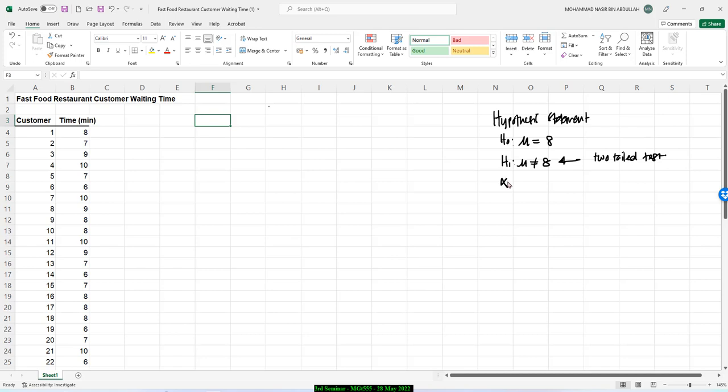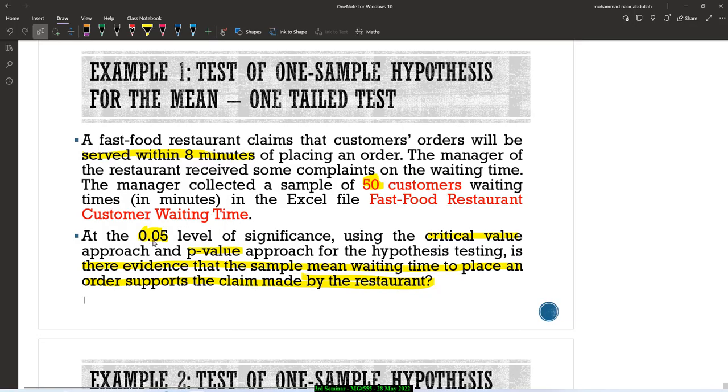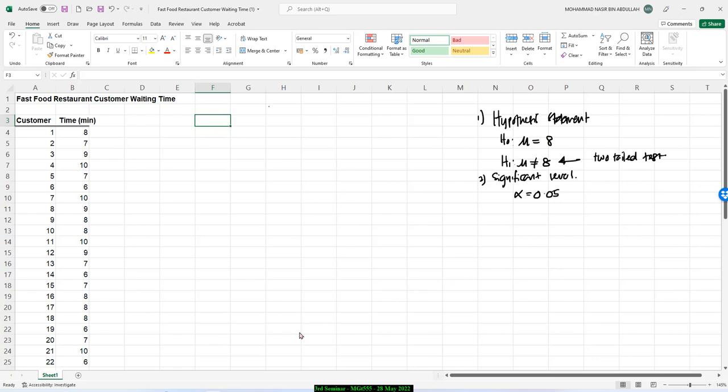So our next step, this is the first step. Next step is significant level. So alpha is equal to 0.05. Mana kita tahu? Kita tengok daripada soalan lah. 0.05. So next, kita tengok number 3. Test statistic.